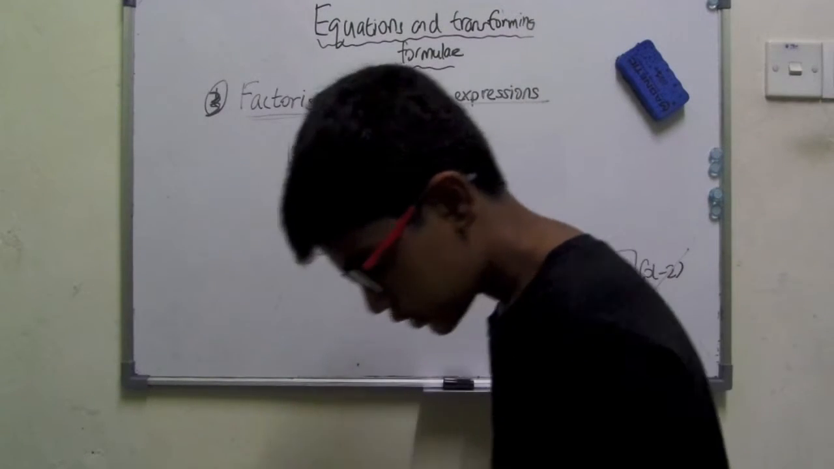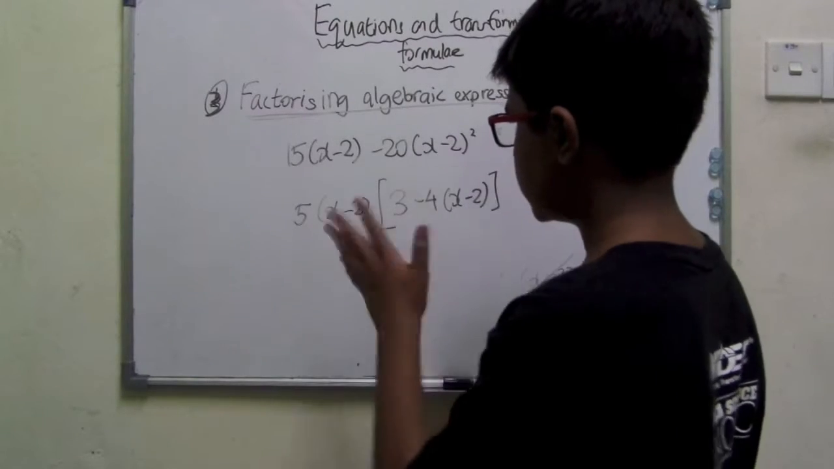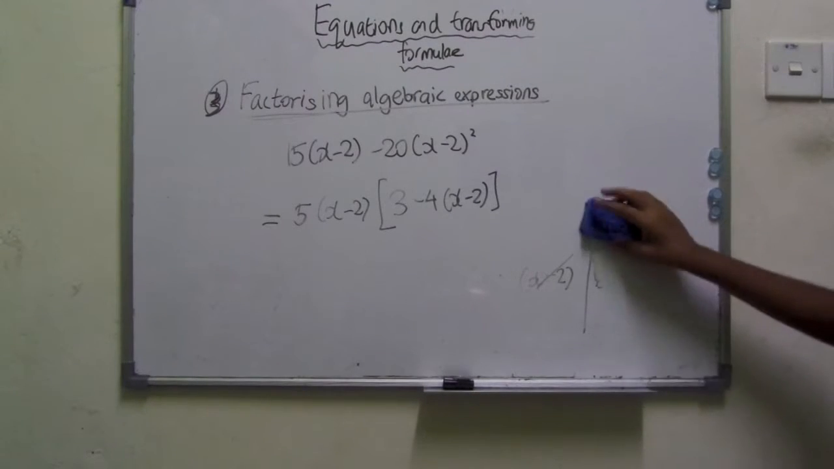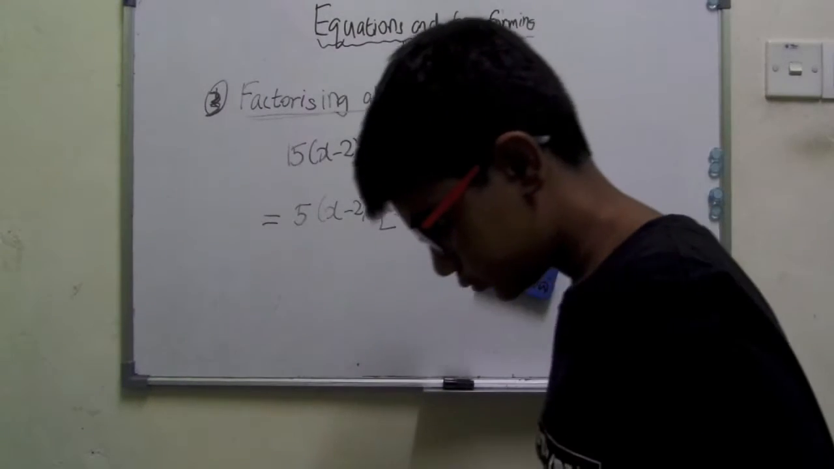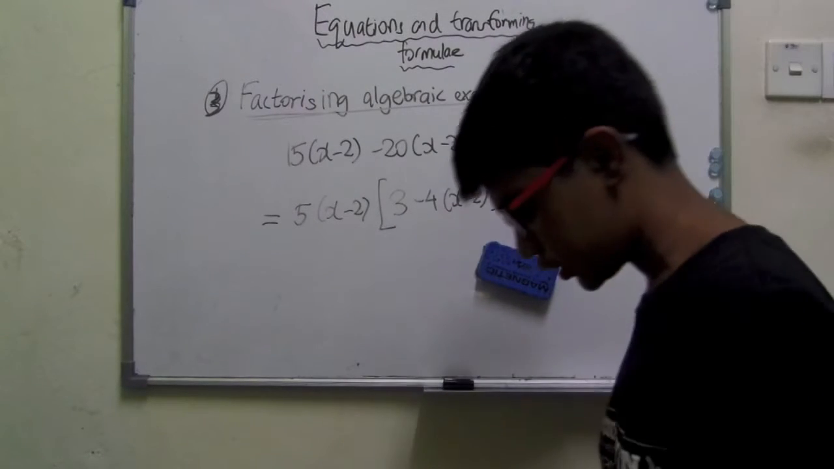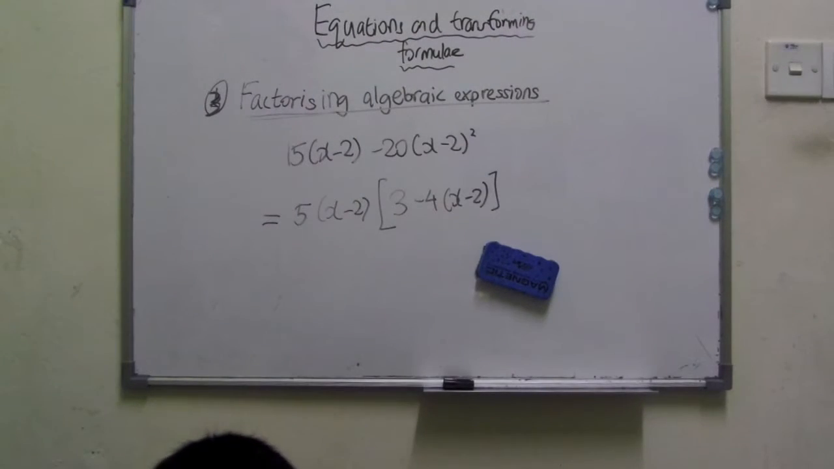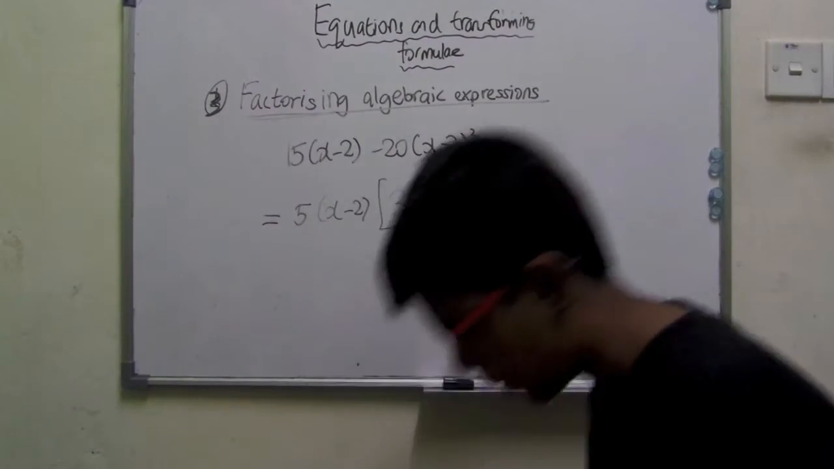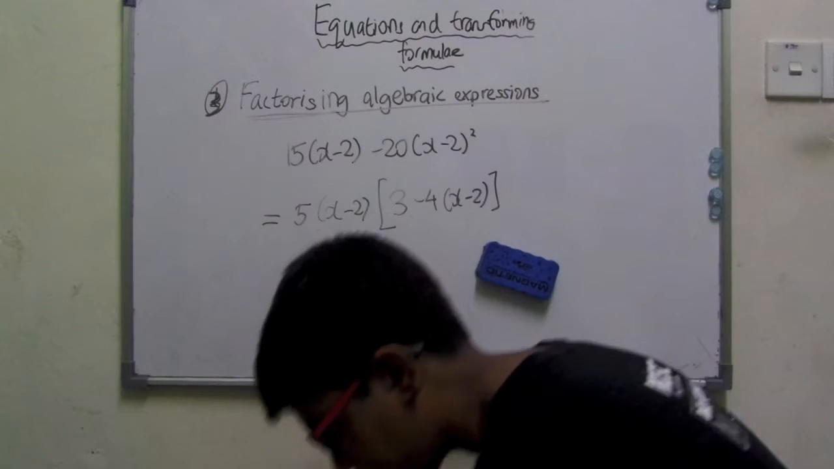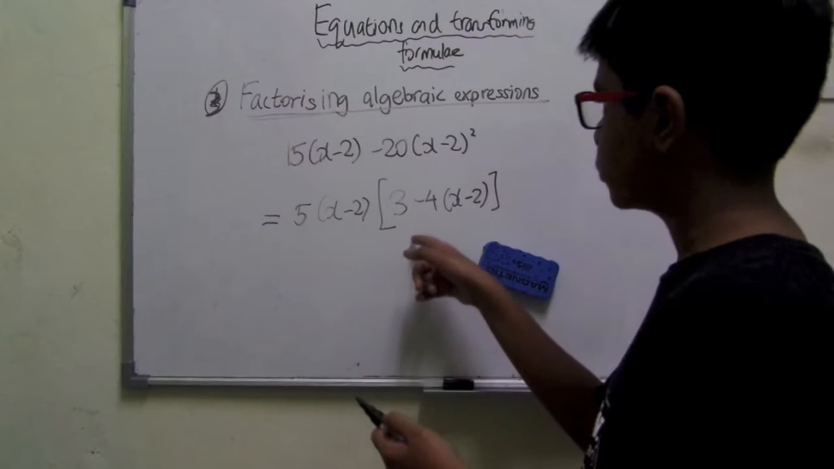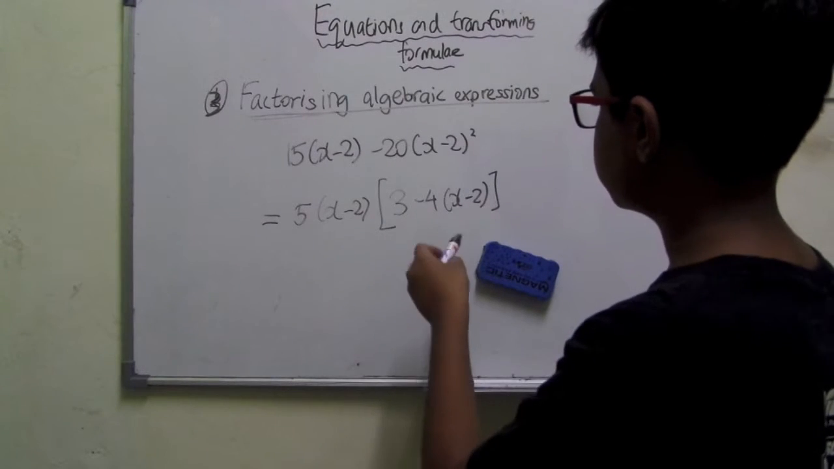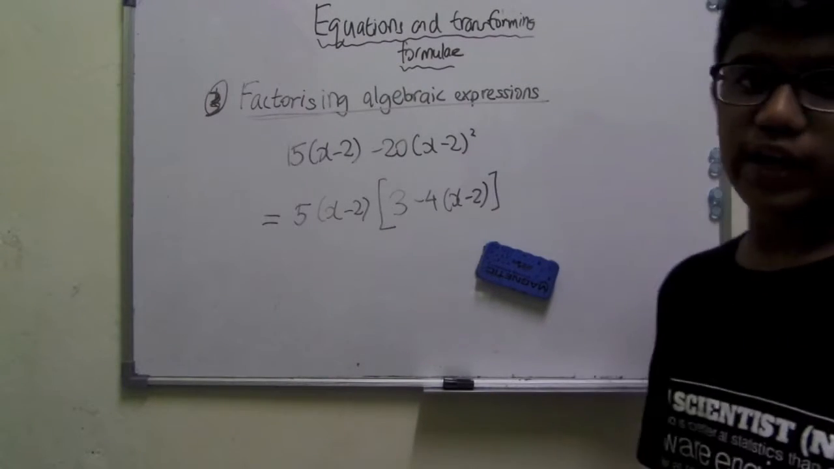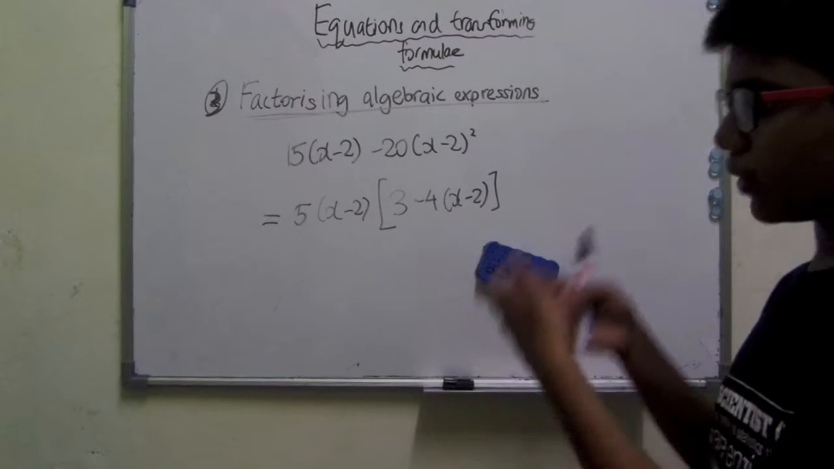Okay? But you have to think for yourself again. This is another way of doing it. If there's a big complex function, this is how you factorize it. Okay? The HCF of 15 and 20 is obviously 5. And the HCF of (x minus 2) and (x minus 2) square is obviously (x minus 2). Because 5(x minus 2) times 3 is equal to 15(x minus 2), and 5(x minus 2) times negative 4(x minus 2) is equal to negative 20(x minus 2) square. This way of doing it makes sense now.